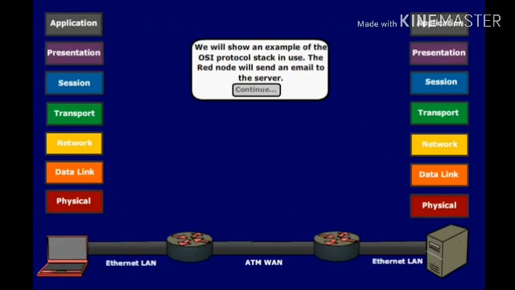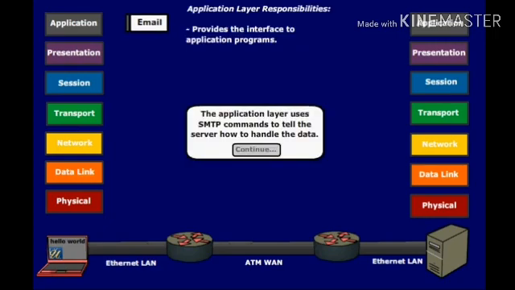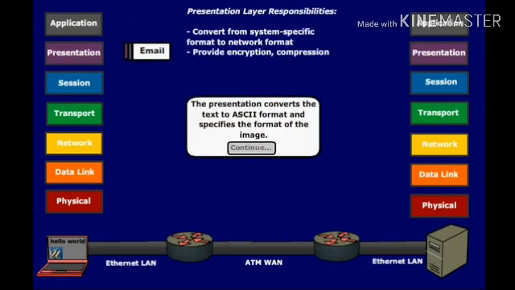The red node will send an email to the server. An email is composed by the application layer. The application layer uses SMTP commands to tell the server how to handle the data. The application layer provides the interface to application programs. The composed email transfers to the presentation layer. The presentation layer converts the email text to ASCII format and specifies the format of the image.